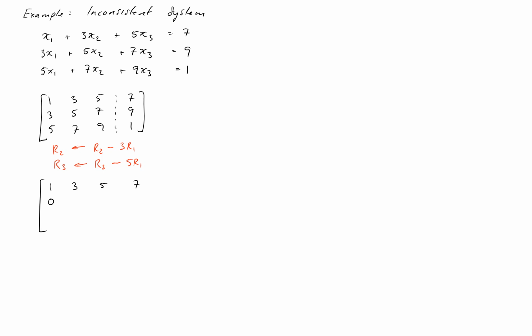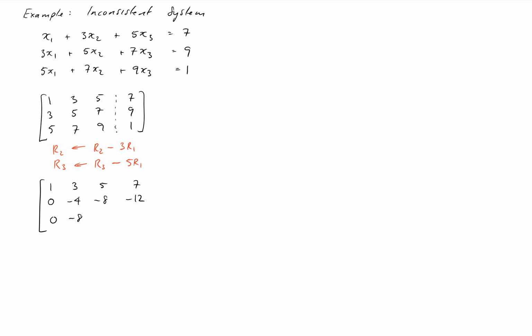On the first row, nothing will change. Second row, we're taking away 3 copies. So we'll get 3 minus 3 ones is 0. We'll get 5 minus 3 threes is negative 4. We'll get 7 minus 3 fives is going to be negative 8. And we'll get 9 minus 3 sevens will be negative 12.